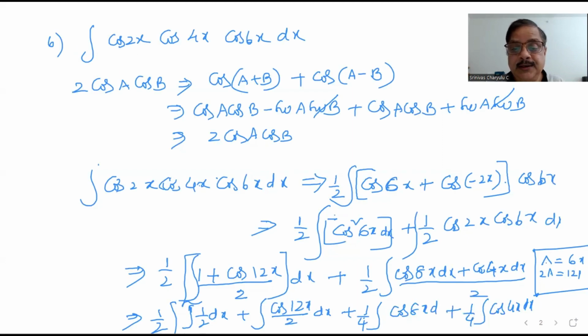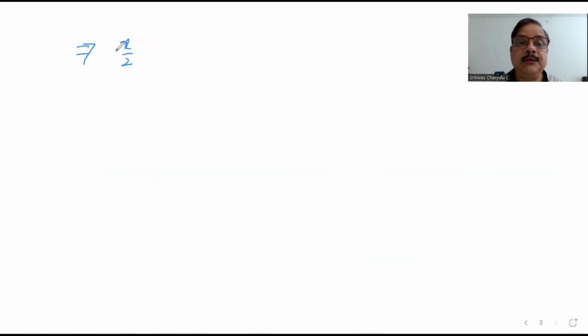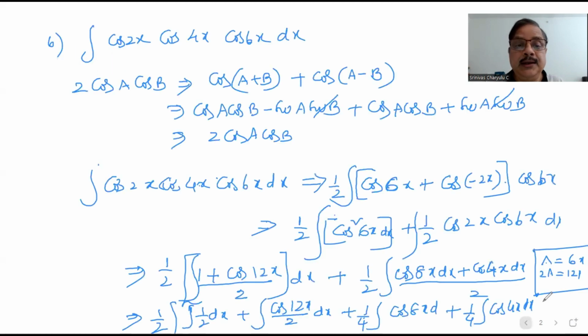See here, half is there. Half dx, x by 2. So that will become half into x by 2. First integral is over. Next integral.